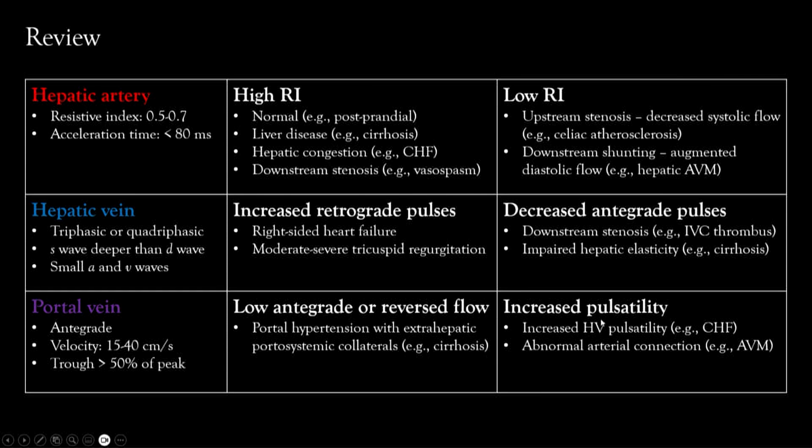And then cases of increased portal vein pulsatility, most commonly that's going to be due to increased hepatic vein pulsatility, so you have that same kind of to and fro flow like in CHF. And then pretty rarely you can see an abnormal connection between an artery and a portal vein branch, like an AVM in an HHT patient or an AV fistula following trauma or surgery.